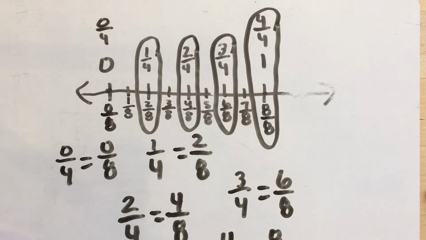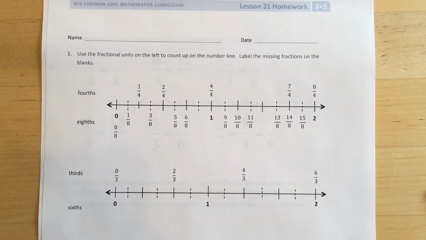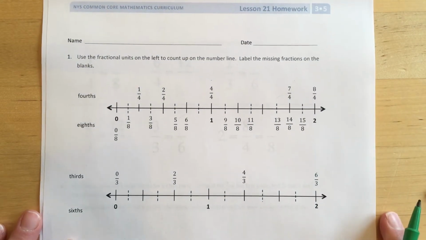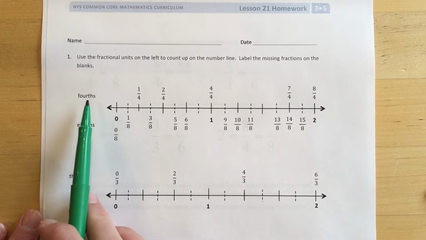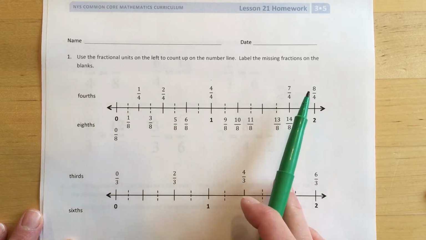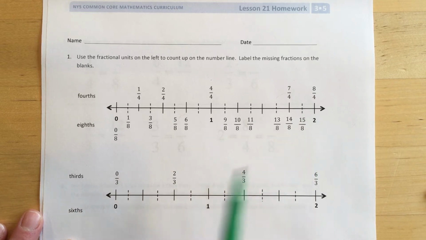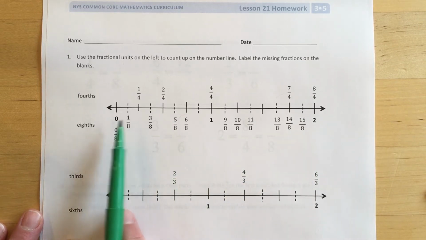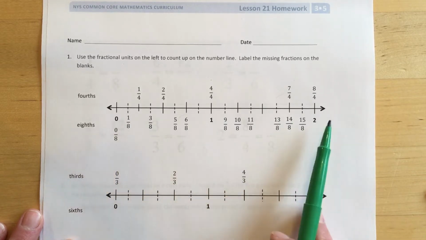Now I want to show you a number line that is already made for us, except there are some missing labels. So we are going to look at the number line, and on top, it looks like we are counting by fourths, and on the bottom, it looks like we are counting by eighths. And I want you to notice where the number line starts and where it ends. So we are starting at 0, and we are ending at 2.